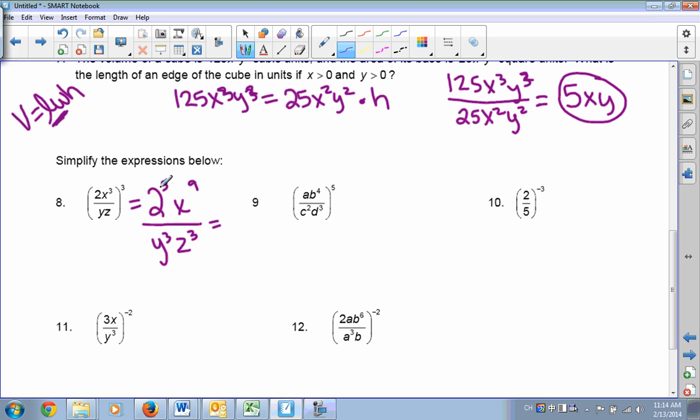Okay, what is 2 to the 3rd? So really, this is 8x to the 9th over y to the 3rd, z to the 3rd. But we can't simplify that anymore because there are no common bases.